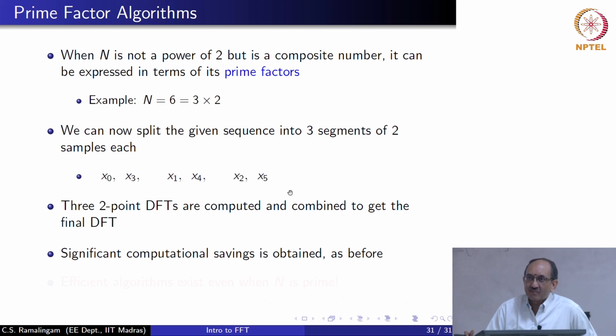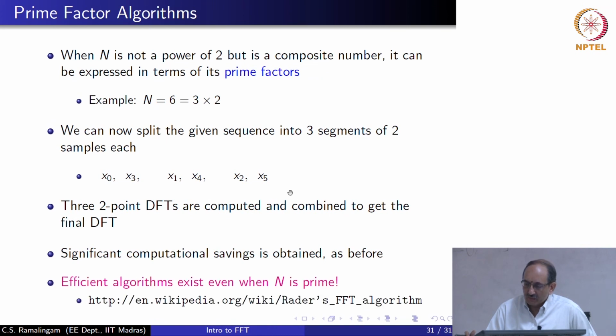And if 17 is prime, 17 minus 1 is not. So somebody really thought about this, some really brilliant mind thought about this and came up with efficient algorithms even when N is prime. You can look up Charlie Rader's algorithm, Rader's algorithm for prime. So even for prime, this exists. So people have squeezed every last bit out of the FFT algorithm and made it as efficient as possible.